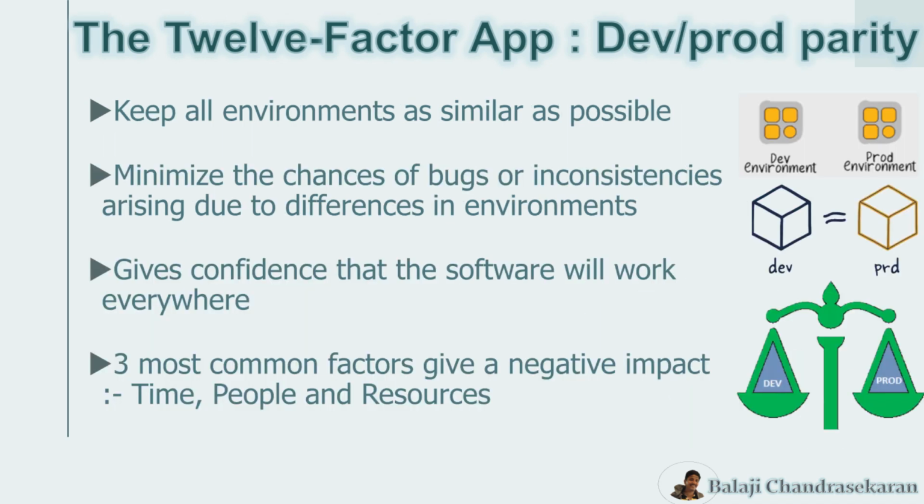The Dev and Prod parity factor recommends keeping our environments like development, test, staging, and production as similar as possible.